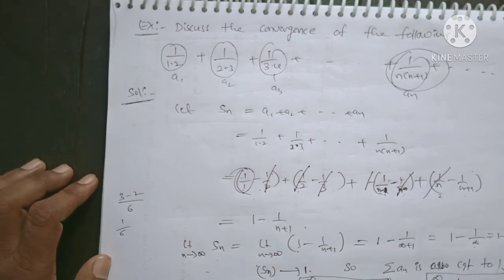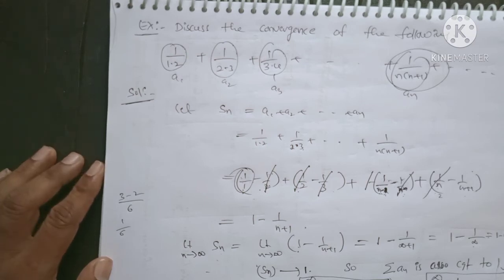So partial sum converges to 1. Partial sum is convergent to 1. That means the sequence of partial sums converges to 1. So the given series also converges to 1, and hence we write the sum of the given series is equal to 1.